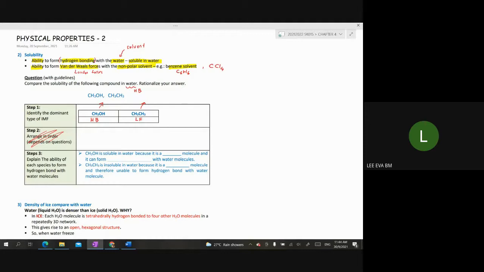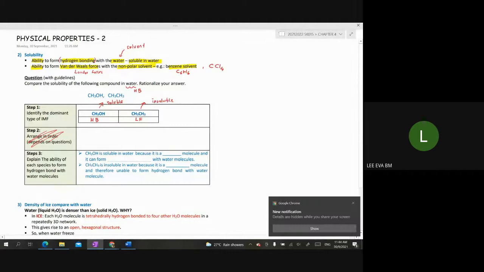So in this case, you have already identified the forces just now, isn't it? So we know that the alcohol is soluble because it can form hydrogen bond. How about the other compound? Is it soluble or insoluble? Insoluble. Sebab dia langsung tak ada hydrogen bond. Jadi dia langsung tak boleh larut. Okay, so kita tengok dia punya explanation ya.